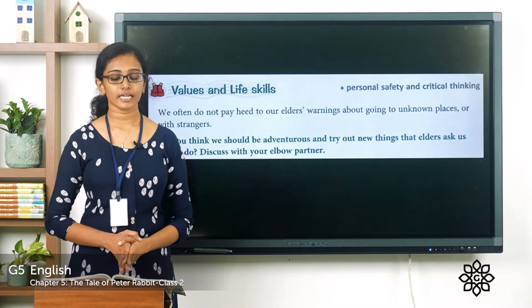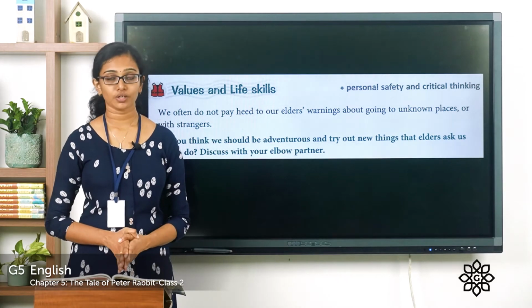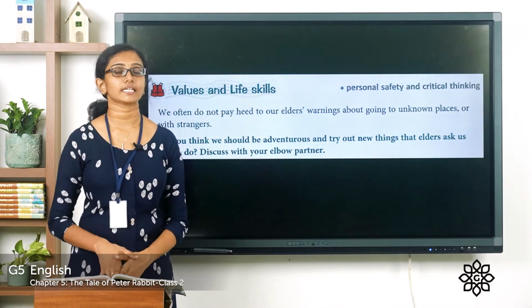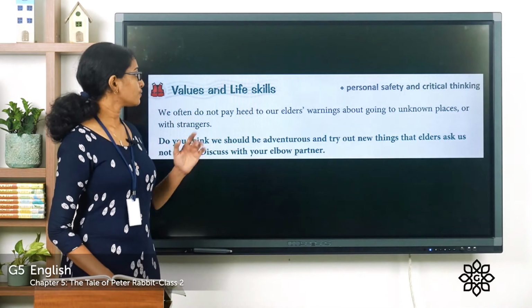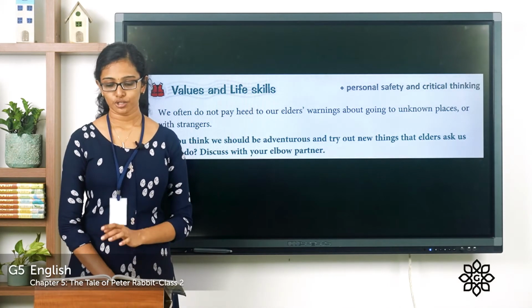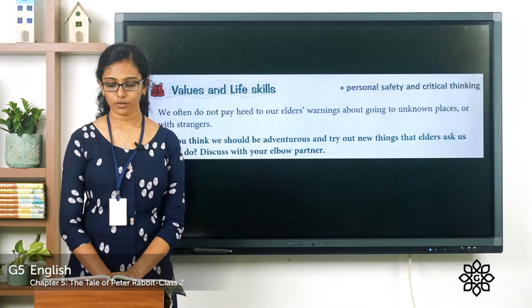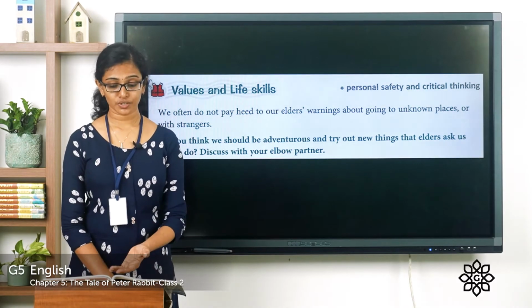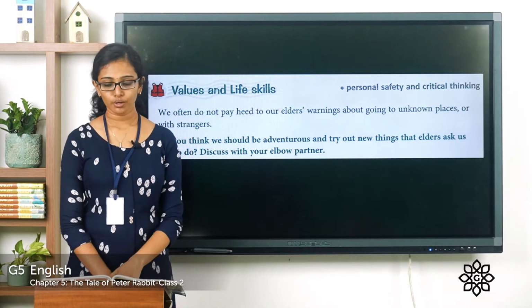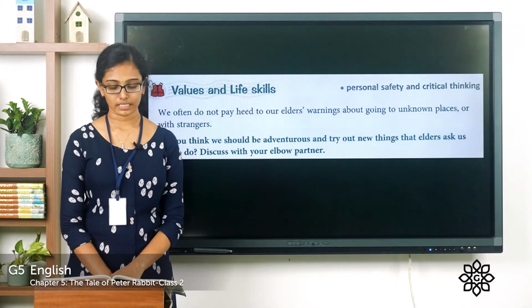It's about values and life skills. And here we're going to talk about personal safety and critical thinking. Let's read the question. We often do not pay heed to our elders' warnings about going to unknown places or with strangers. Heed means attention. We often do not pay attention to our elders' warnings about going to unknown places or with strangers.